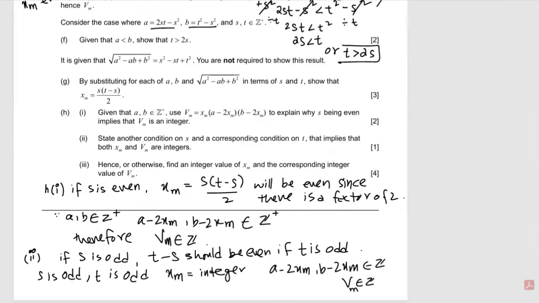Okay, so now, where do I solve the last part? H3. Hence or otherwise, find an integer value of x sub m and find the corresponding integer value of V sub m. So this can be done: I just need to suppose some values. Let's begin with a unit value. So if S is, let's say, 1, and I can make T an odd number as well, because that definitely proves that x sub m will be an integer. Okay, so S is 1, T is odd.